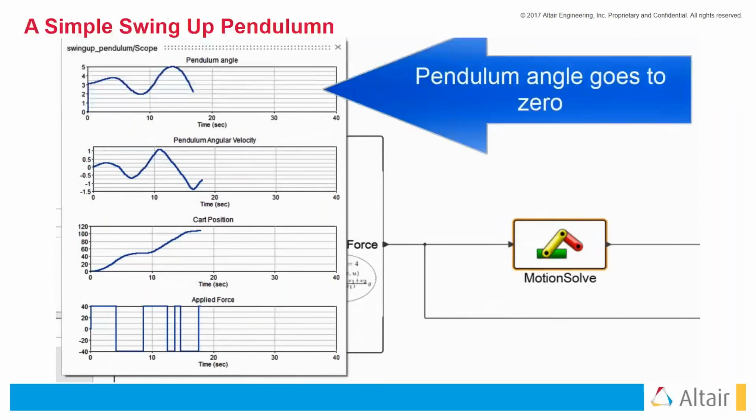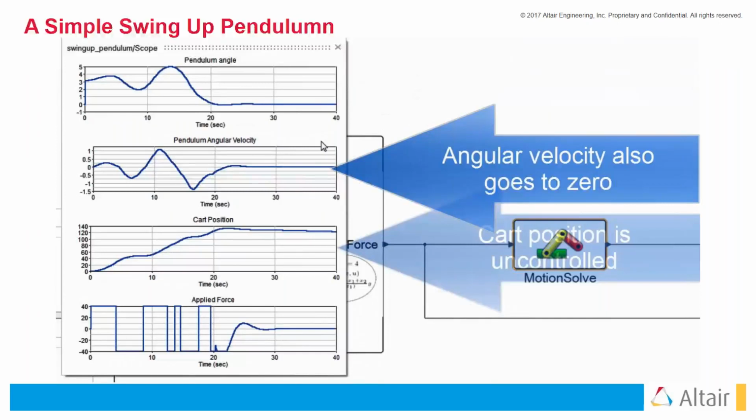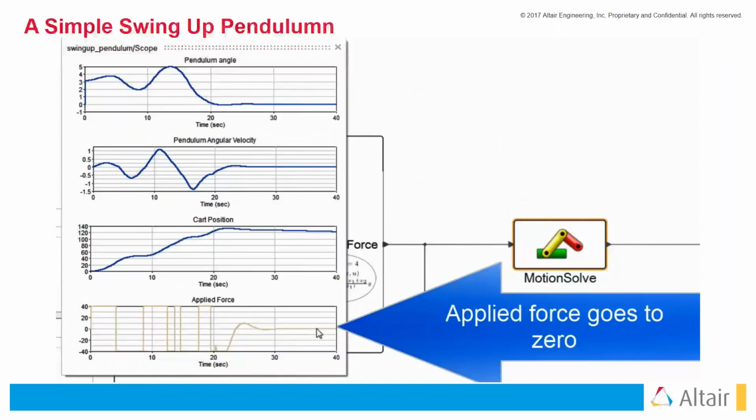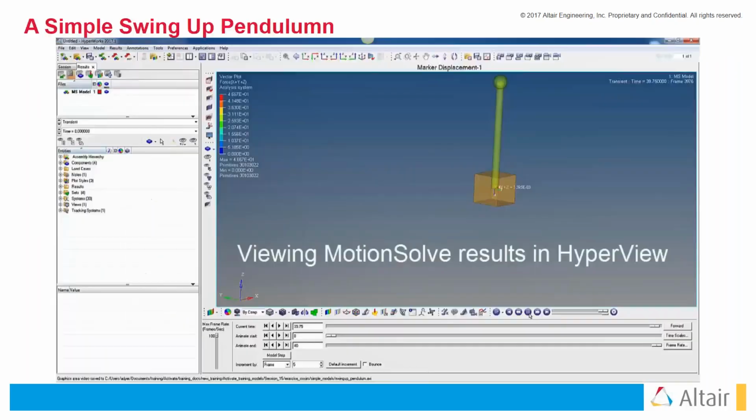You can see how it goes to 0 position with the disturbance, while the cart position is uncontrolled. Now you can look at the results in HyperView.